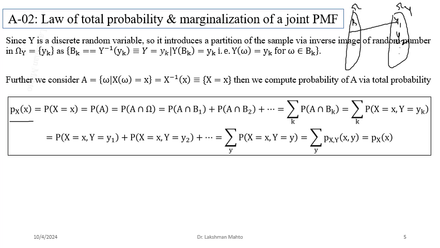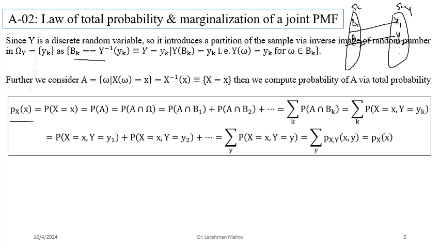Call it b1. What is the inverse image of y2? We call it b2. So through the inverse image approach, you come up with what we call a partition of the sample space. These bk's are the inverse images of yk, and they introduce a partition of the sample space due to the discrete nature of y, because y is a discrete random variable.